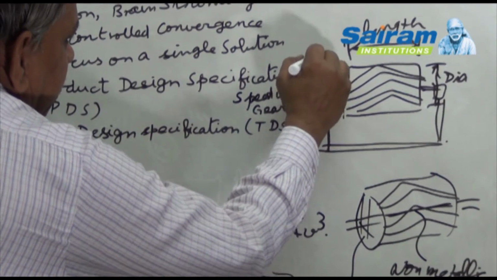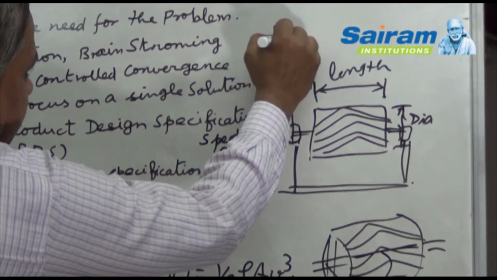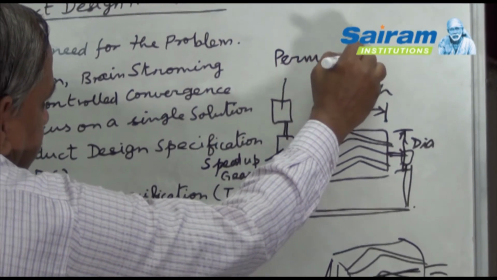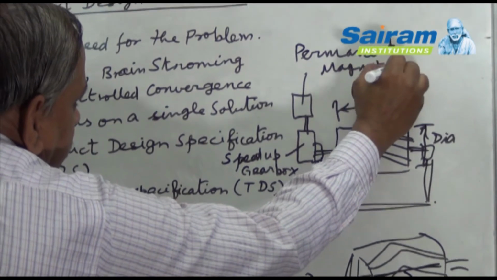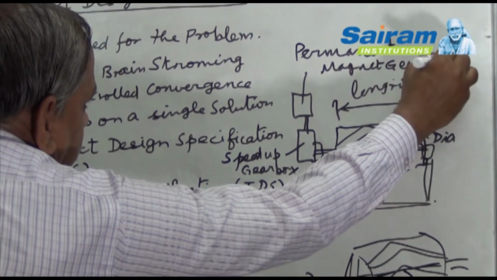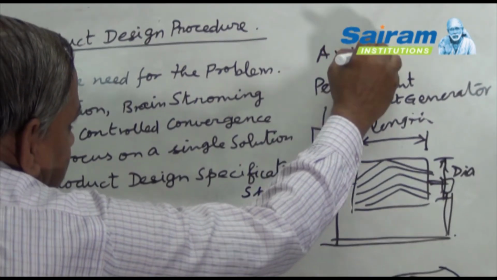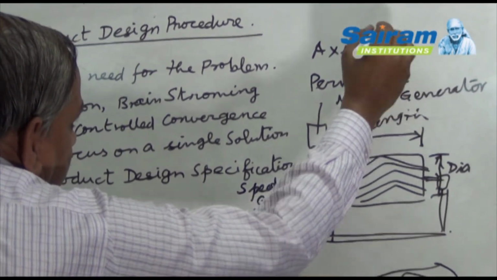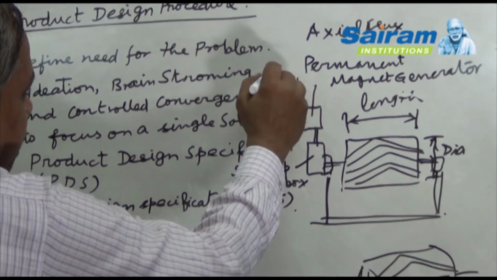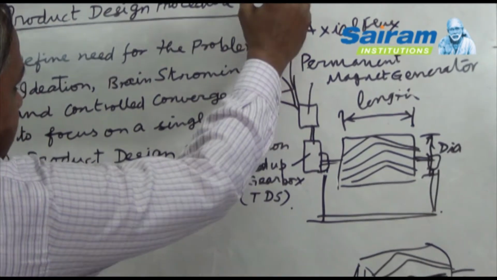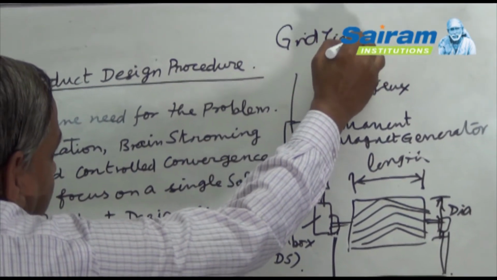And then from this, we take the output. We take a small permanent magnet generator. So it's actually an axial flux permanent magnet generator. From here, we take the power output, connect it to a grid using a grid type inverter.